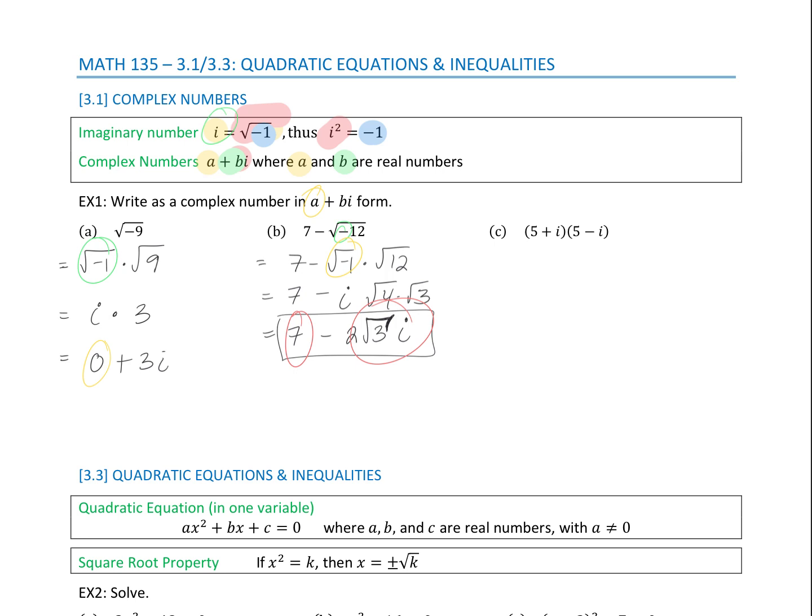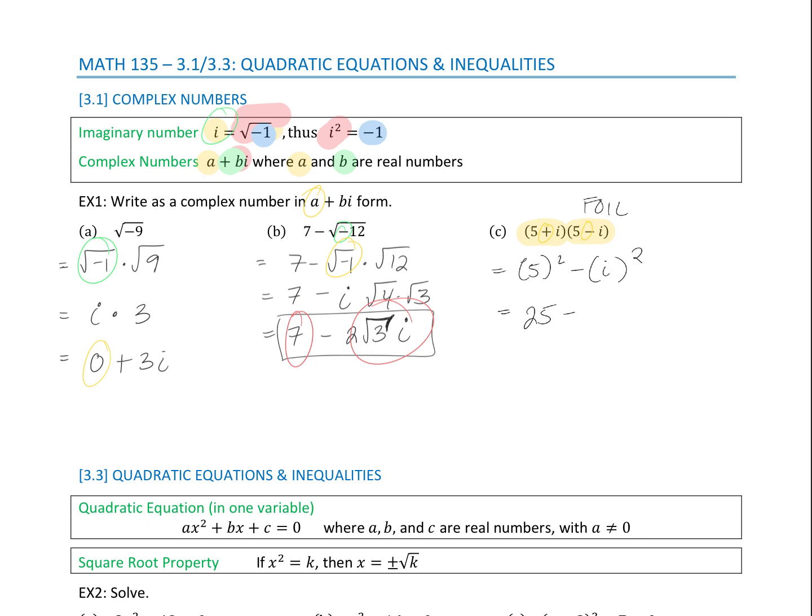Now for C, what do we have going on here? We have two binomials being multiplied together. And they're actually conjugates. One's a positive and one's a negative. So I'll go ahead and use the difference of squares to FOIL this out. You could do the long-term FOIL, or you can notice that they're conjugates. So we'll go ahead and square the first, minus, and square the last term.